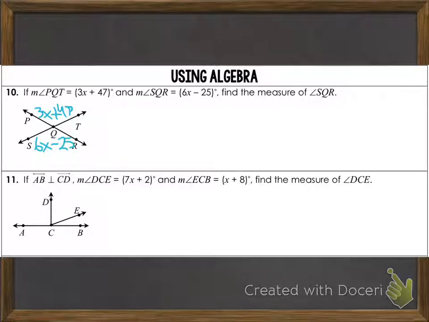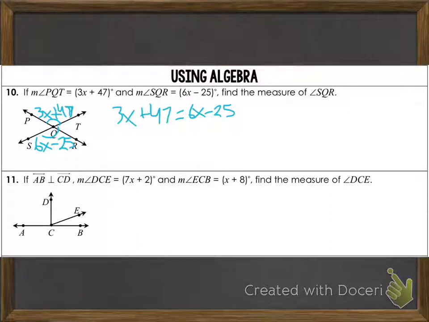Make note that these two angles are across from each other. They are vertical angles, so they have to be congruent. So you solve for x by setting them equal. So 3x plus 47 is equal to 6x minus 25. Now you combine like terms.